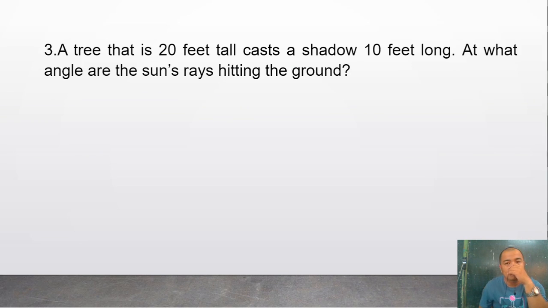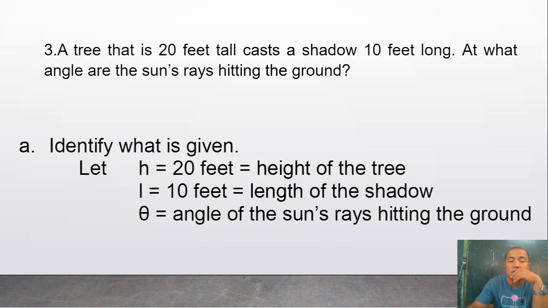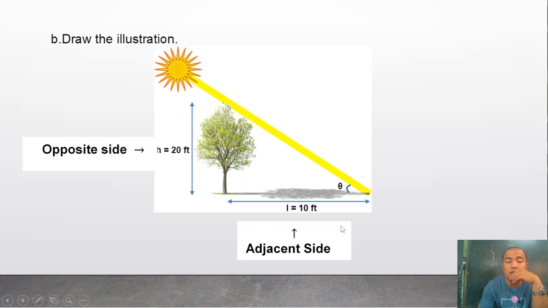Another. A tree that is 20 feet tall casts a shadow 10 feet long. At what angle are the sun's rays hitting the ground? Okay, given H, 20 feet, the height of the tree. L, 10 feet, the length of the shadow. Theta, angle of the sun's rays hitting the ground. So we have here the sun. This is the tree. It casts a shadow of 10 feet. The height of the tree is 20 feet. Now what we're trying to find here is the angle of elevation of the sun. Yes, theta. We're trying to find here the measure of the angle.